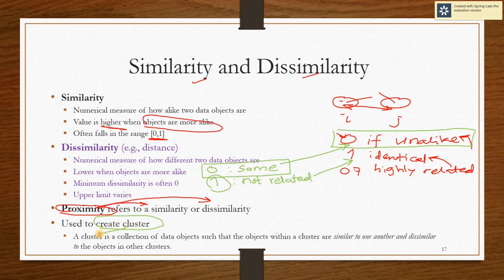If you still remember the definition of clusters, a cluster is a collection of data objects such that the objects within a cluster are similar to one another and dissimilar to objects in another cluster. This definition, you must understand it clearly.